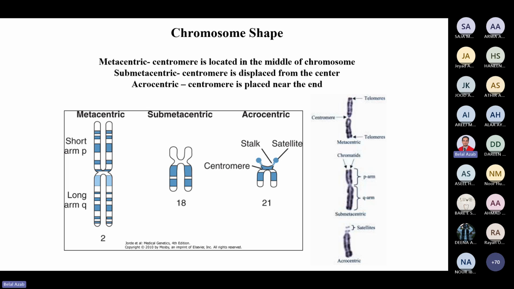If the P arm is shifted all the way to the end, then this is known as acrocentric. An example of an acrocentric chromosome is chromosome 21. The P arm of acrocentric chromosomes, all of them have the same structure, which is stalk and satellite. And this is how they look under a light microscope at 1000x magnification stained by Giemsa. This is a centromere, and those are the distal ends, or telomeres. This is a metacentric chromosome. This one is submetacentric. And this one here is acrocentric.